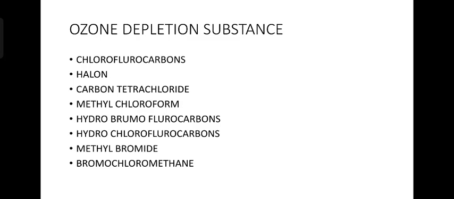Okay, so we have chlorofluorocarbons, halon, carbon tetrachloride, methyl chloroform, hydrobromofluorocarbon, hydrochlorofluorocarbon, methyl bromide, then bromochloromethane. So these are some of the main substances contributing to the depletion of ozone. So most of these have chloro in them, but there are many other substances which also contain chloro. So we cannot remember it in that way, but you definitely need to find some way to remember these terms because these are very important.